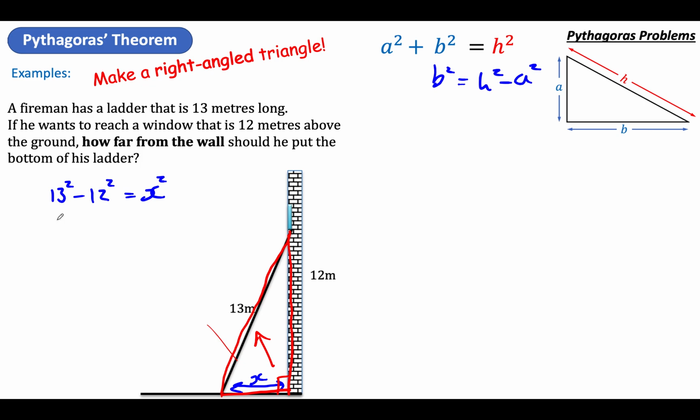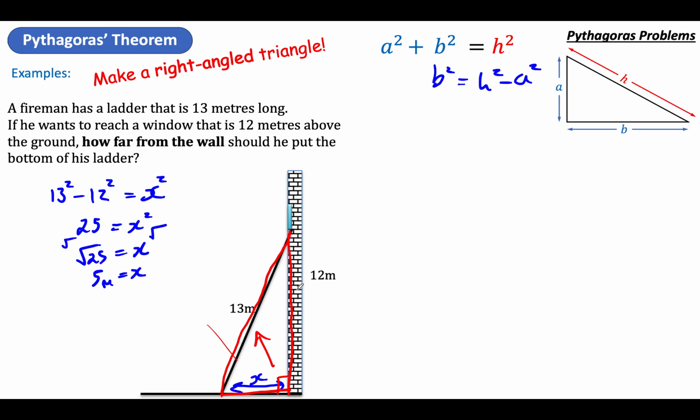Okay, well, 13 squared, take away 12 squared is 25. That's a lovely round number. X squared. And I don't want x squared, I want x, which means I've got to square root both sides. Okay, let's square root 25 and see what we get. Well, it's 5 meters. It's a Pythagorean triple, that. Where all three numbers are whole numbers, we call it a Pythagorean triple.